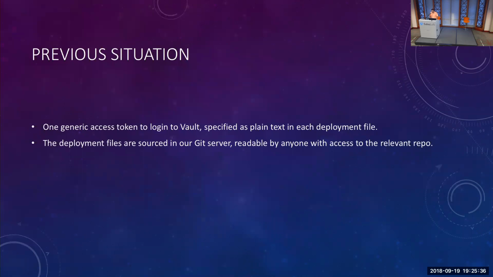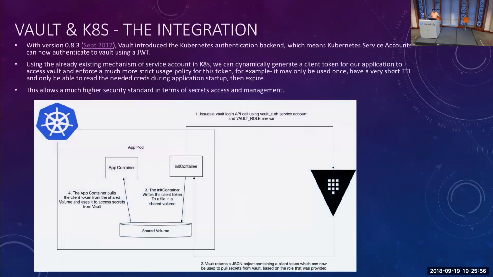The challenge that we had is we want to figure out a way to dynamically generate access to Vault on a need basis. So we created the necessary roles in Vault for that application to access only this set of credentials and these secrets, and that's it. And how we did that is Vault, like I said, version 0.8.3, released September of 2017, so exactly 1 year ago. They released a new version that introduced a feature called Kubernetes Authentication Backend.